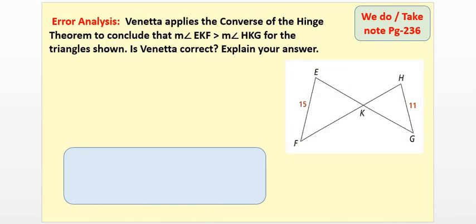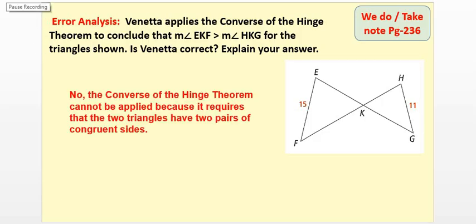It says error analysis. So better pause the video here, read the question carefully, and then try to find what is the error in this question, or whether there is no error. Check it. So here is the explanation for this error: she cannot use the Hinge theorem. She was thinking that she can use the Hinge theorem to decide about this angle and this angle.